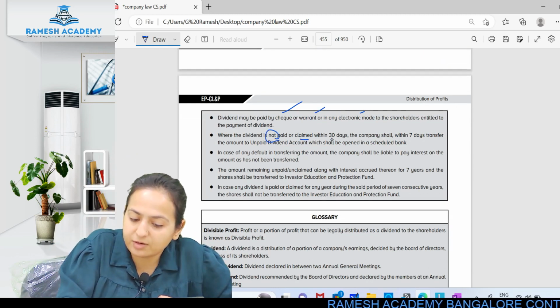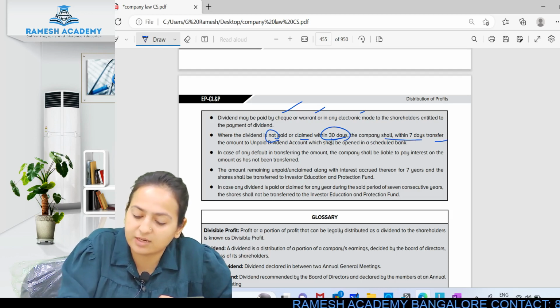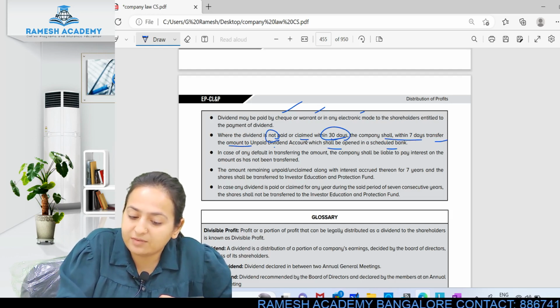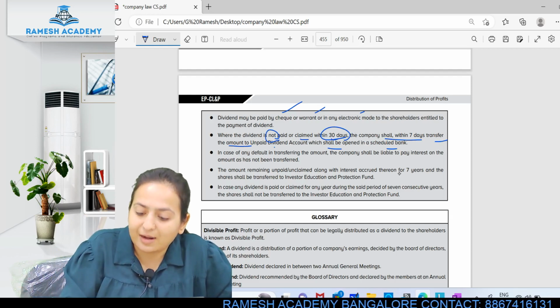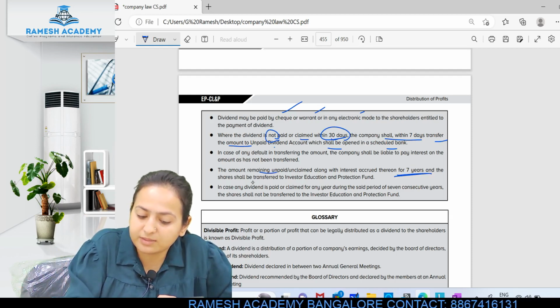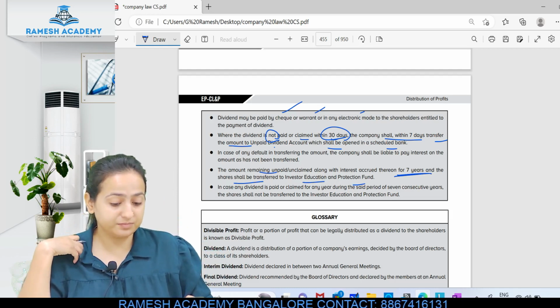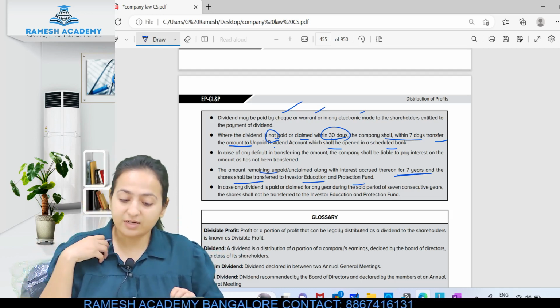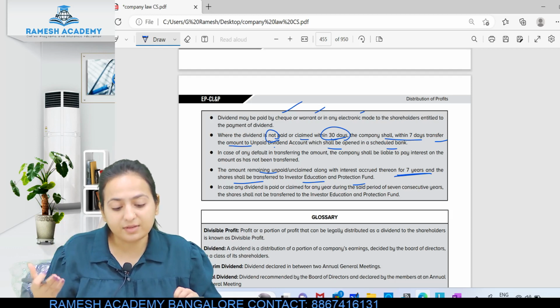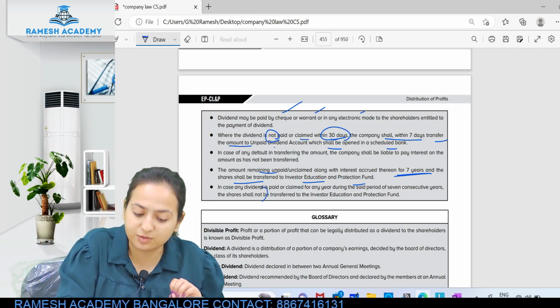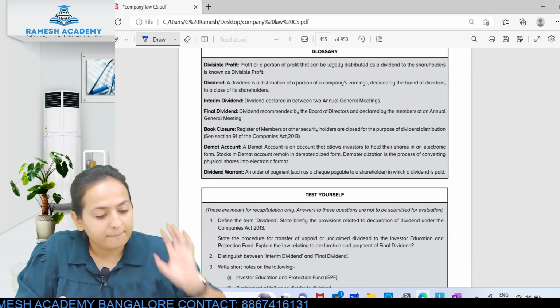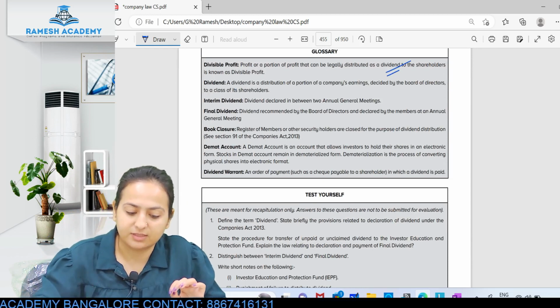If the dividend is not paid or claimed within 30 days, then you will transfer to what? The unpaid dividend account, in 7 days. And if for 7 years the amount remains unpaid, it will transfer to what? With interest accrued, to the IEPF. If dividend is paid for any year during the 7 years, then the shares shall not be transferred to the IEPF. So these are the glossaries that we have studied.